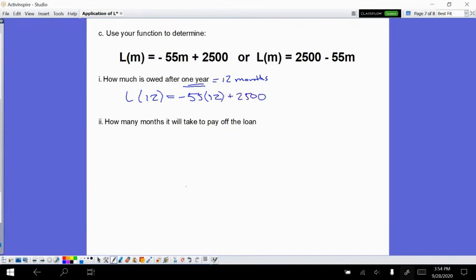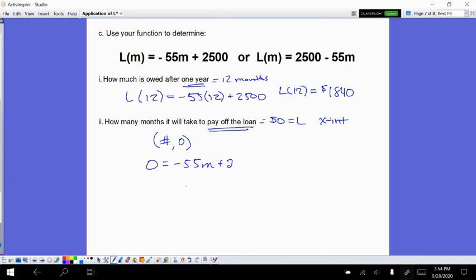And again, onto your calculator, multiply and simplify, and this will tell us that after 12 months, we now owe $1,840. When we pay off the loan, its value is 0. So the loan would be worth 0. So this is asking us for the x-intercept, where we find a number for months when the loan value is 0.